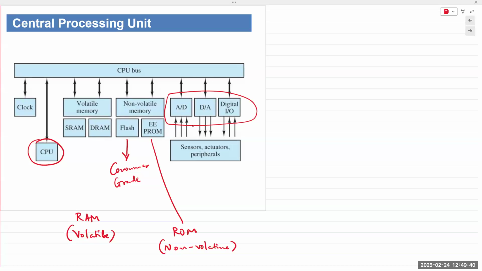And then peripherals, you have sensors, actuators, and peripherals. Sensors could be anything like mics, camera, thermostats, etc. Okay, anything that is being able to sense physically, like any physical quantity that you want to be sensed and interface into your system.